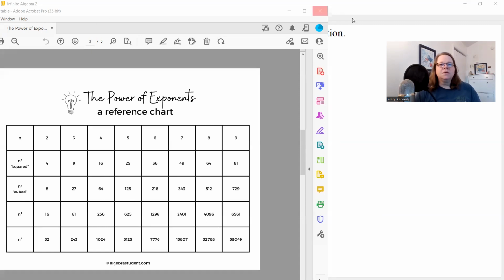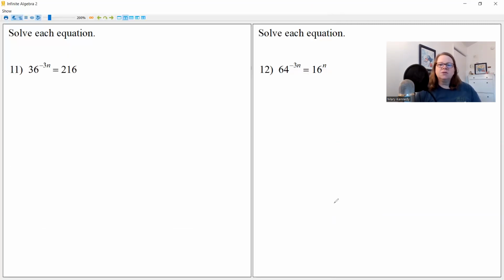Okay, so let's go back to this and rewrite this one. So 64 is 4 cubed, and that's already to the negative 3n power. And 16 is 4 squared, and that's already to the n power. Okay, bases are the same. That was the point of doing this, so that we could say that means the exponents are the same. So we're going to set the exponents equal to each other and solve for n. 2 times n is 2n, so I went ahead and wrote that. 3 times negative 3n, that's negative 9n.